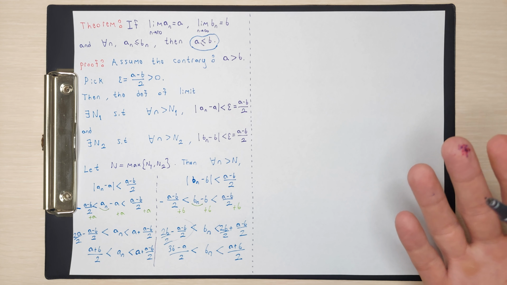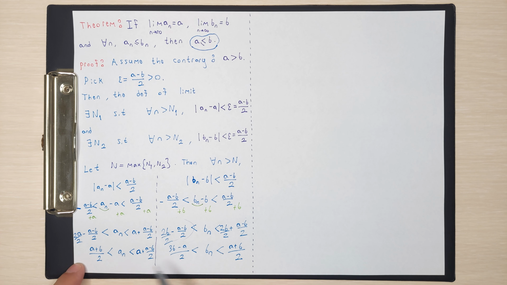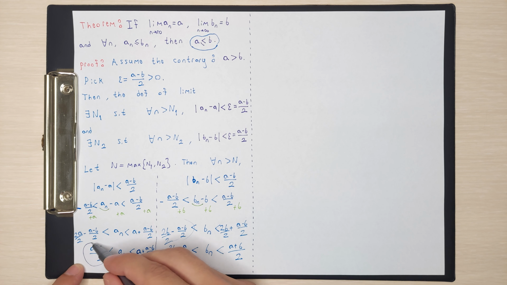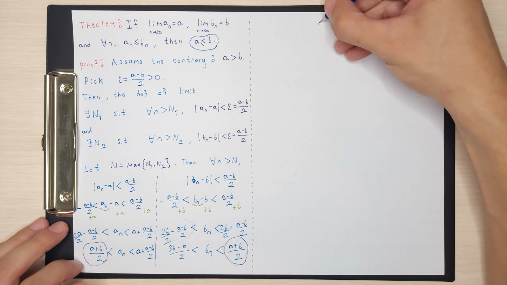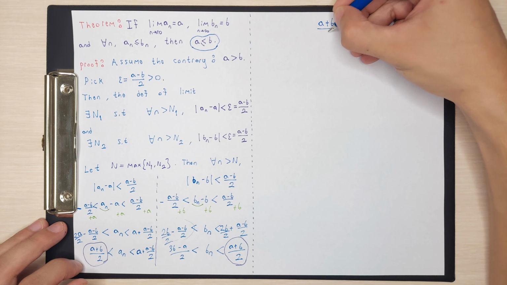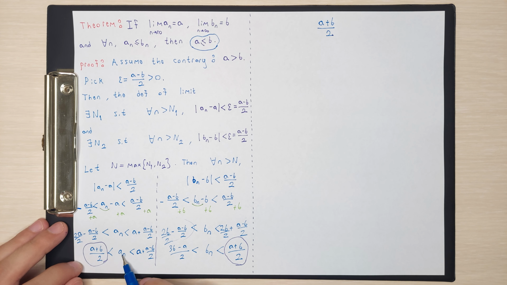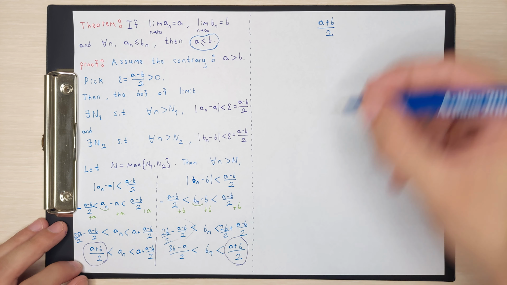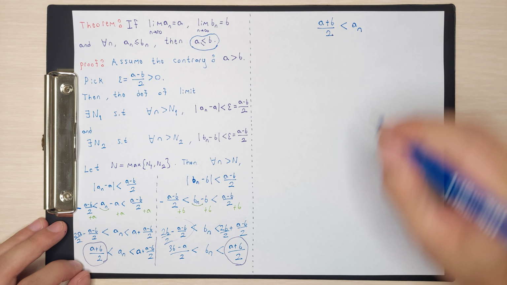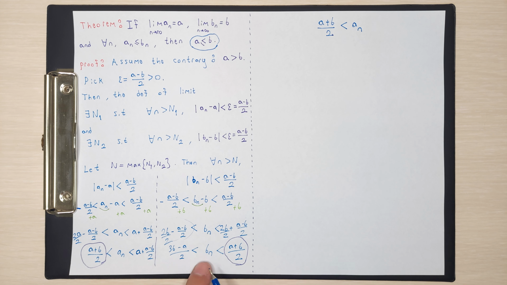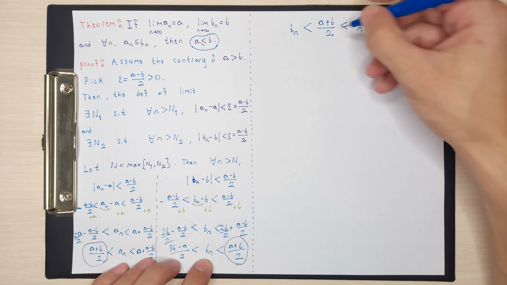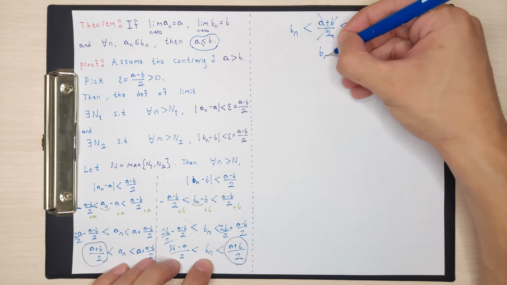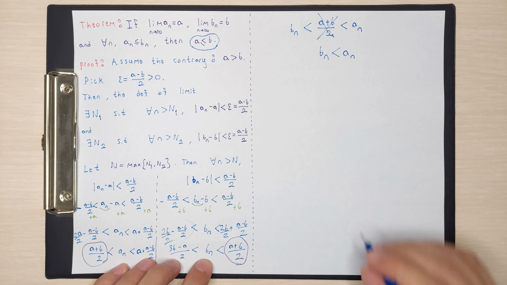Now, how can we compare an and bn? We have a common term. This common term for these inequalities is a plus b over 2. Here a plus b over 2. Let's look at this. An is greater than a plus b over 2, right? So I will write it again. This is greater than a plus b over 2. And also bn is less than a plus b over 2. Do not consider this term. Just write bn is less than an.